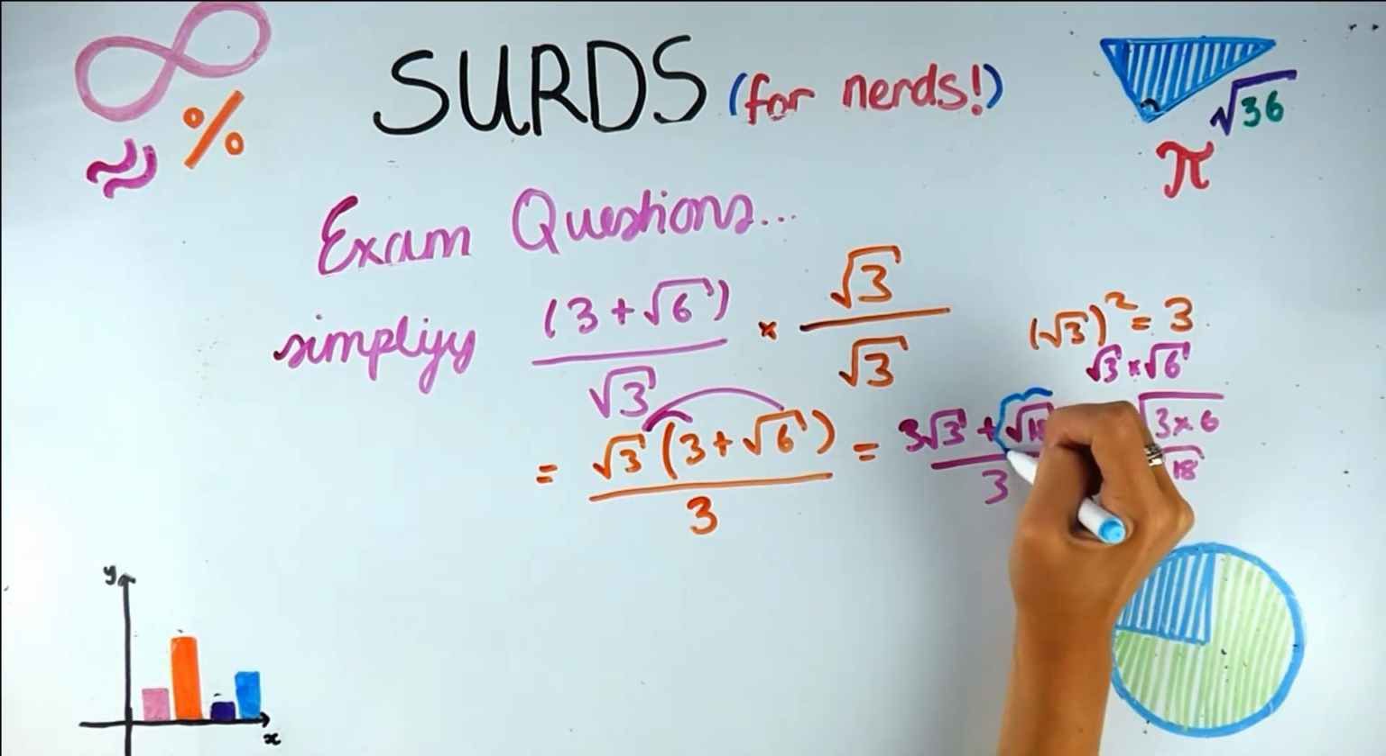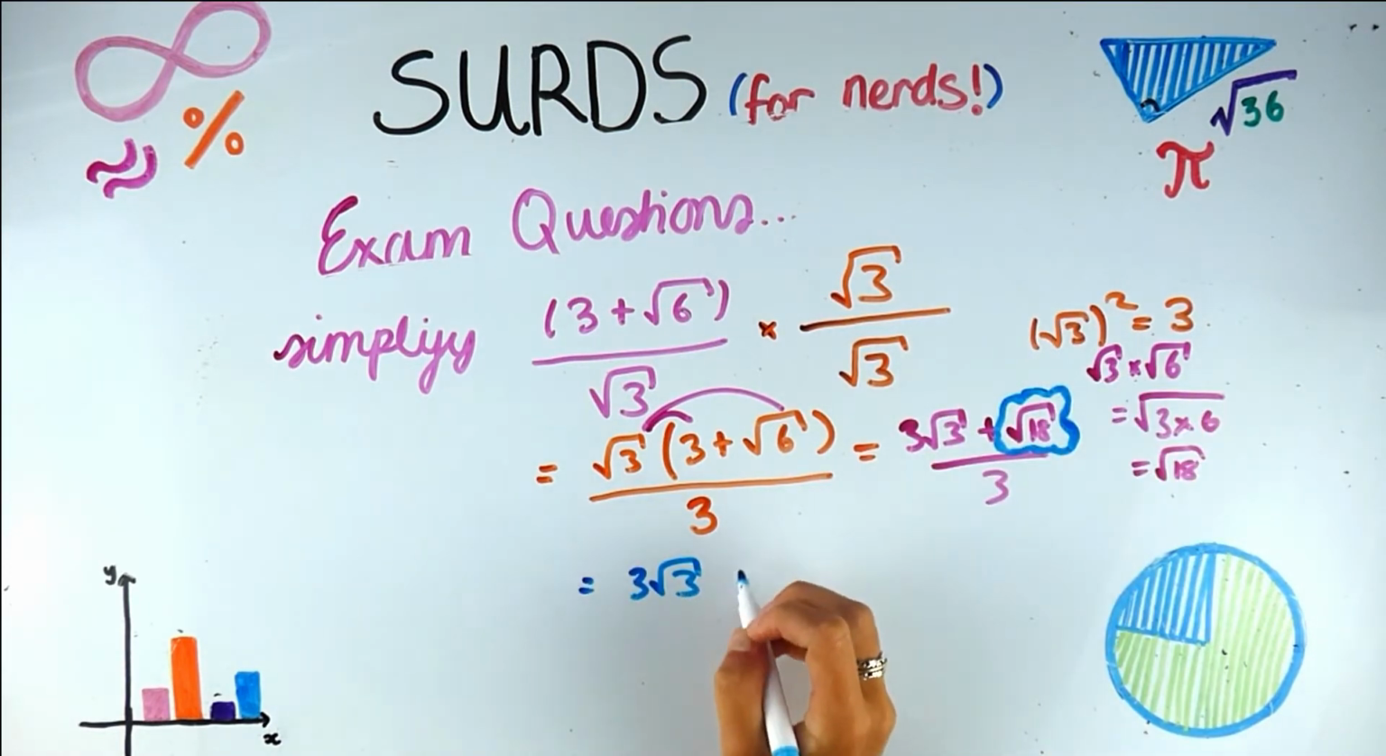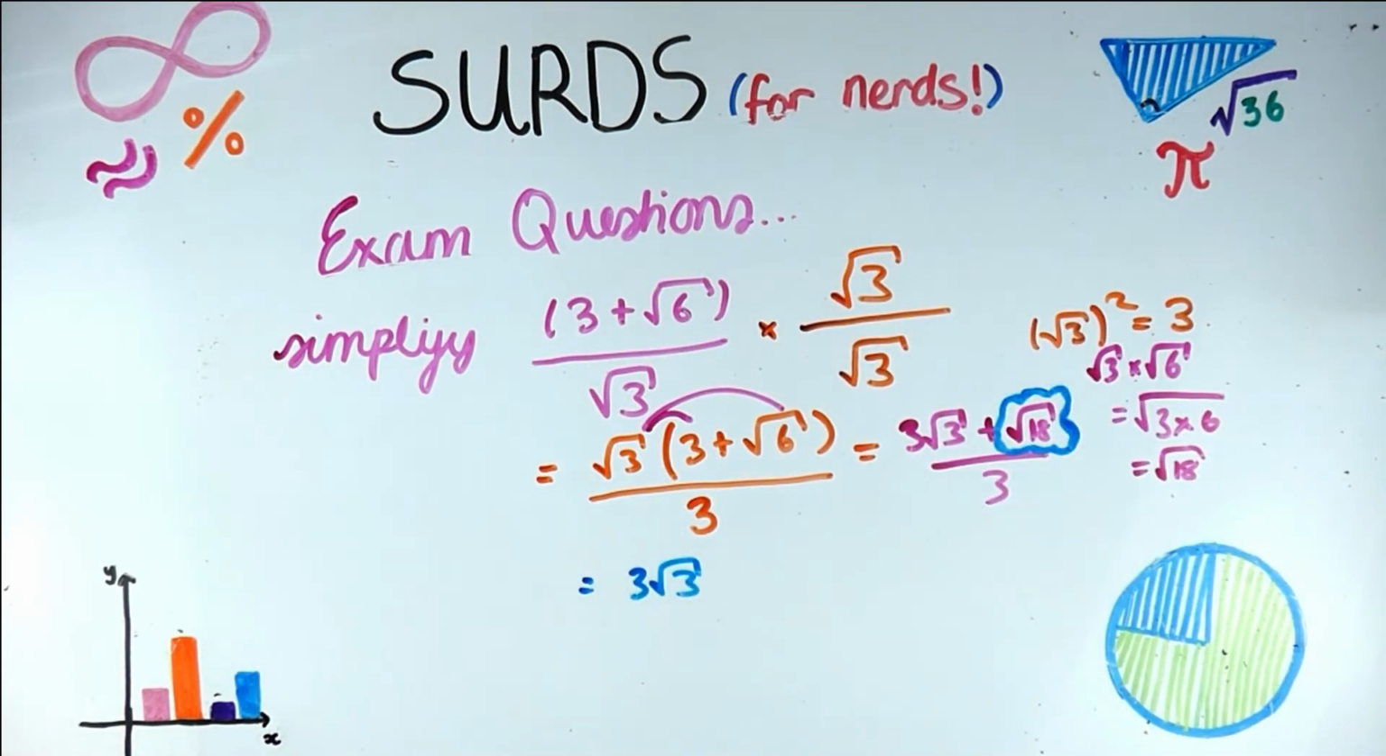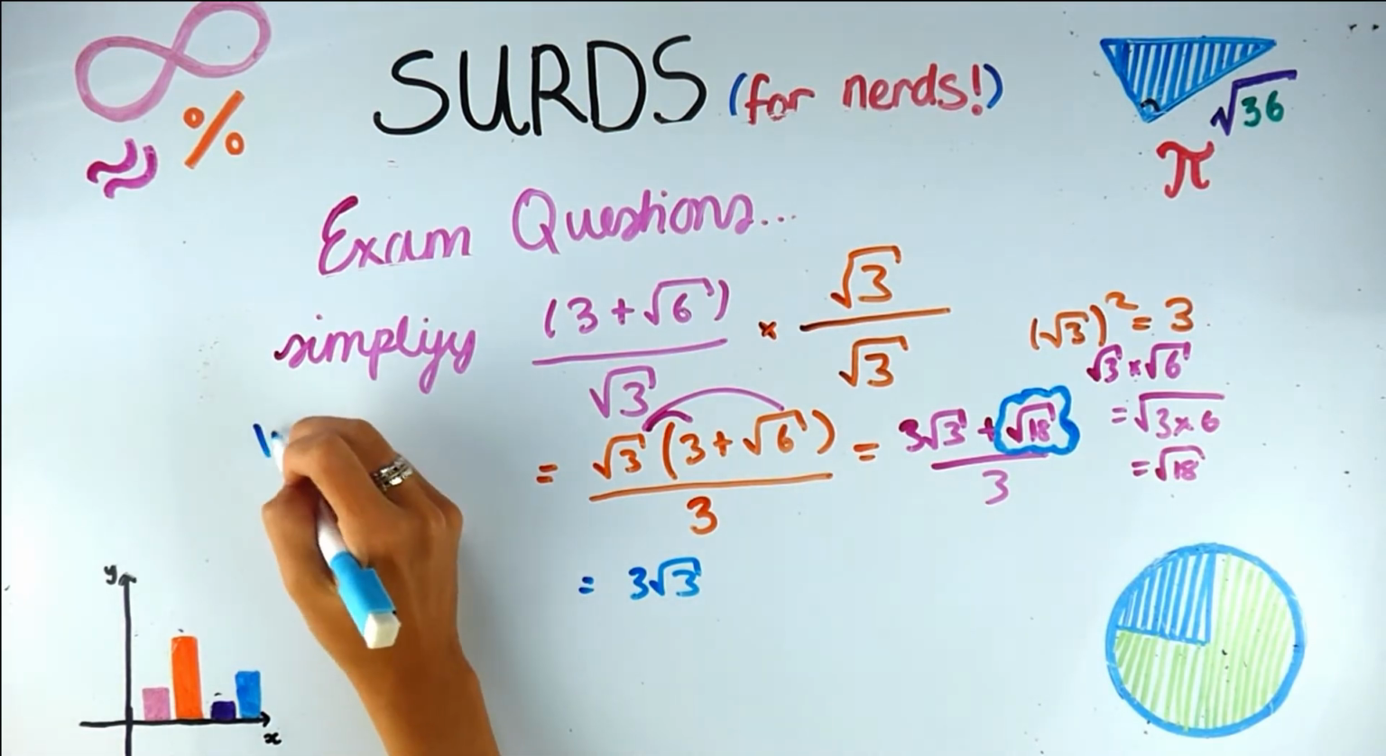I want to look at this. I don't really deal with root 18 much. Maybe this can get smaller. I don't really know. And then we're looking at this root 18. Now, what numbers go into 18?